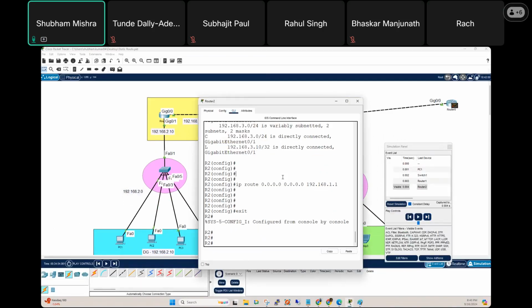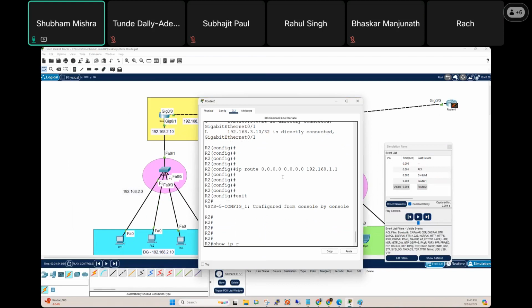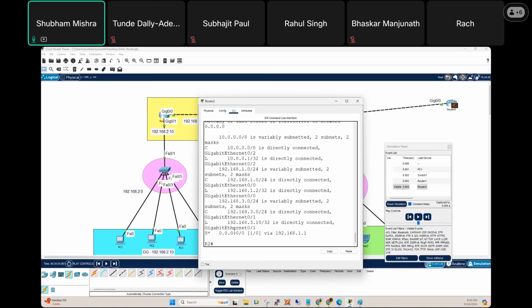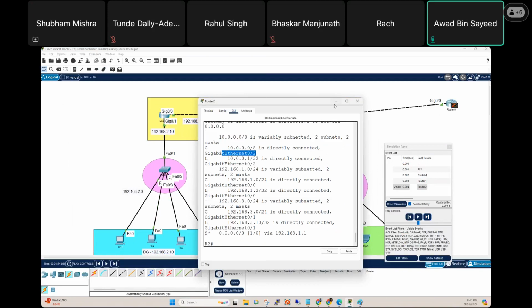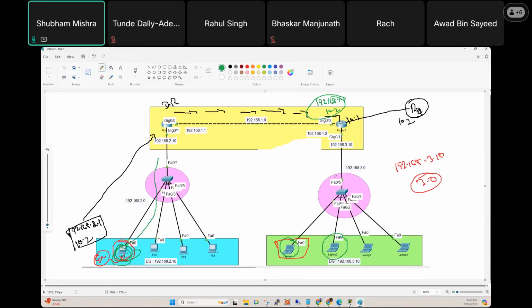When you check the R2, you see na, show ip route. R2 already knows about the 10th network. On which interface? Gig 0/2. It means R2 forwards this packet through this interface, packet will reach on R3. Done na? Now what R3 will do? R3 generates the reply. Right na? When R3 will generate the reply, what will be the source IP?